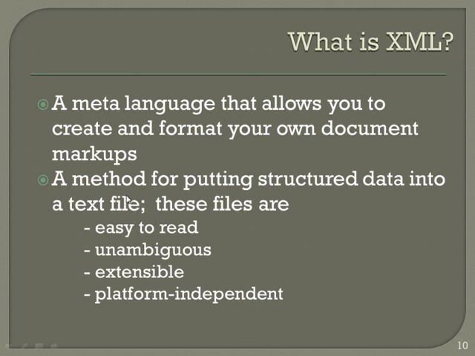Okay, let's look at the second point over here. It's a method in which we are able to put structure to the data. We are able to describe it. Now there are 4 properties that are associated. Whenever you are using XML, it must be easy to read. When we say easy to read, there are 2 aspects: one for the human, the other for the machine. Both of them must be able to read it easily.